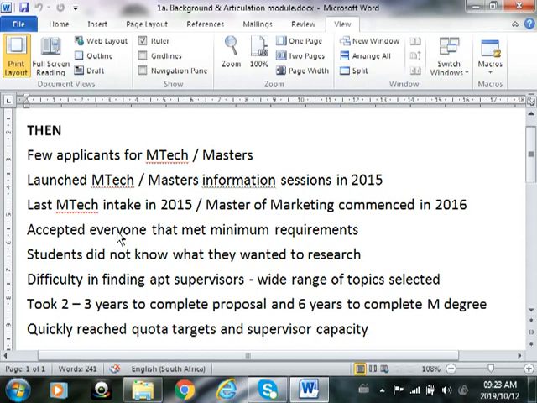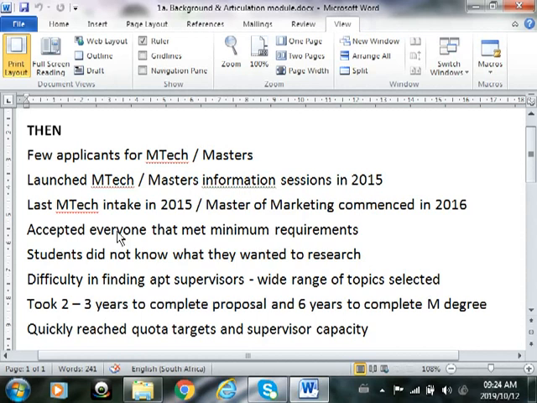Just more background information. The last MTech intake was 2015, and the MTech then got replaced by the Master of Marketing in 2016. Previously, we pretty much accepted everyone that met the minimum requirements. Why? Well, if you've got 5 applicants that met the requirements, we accepted them.